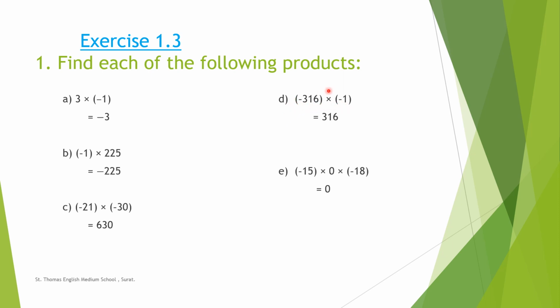B, minus 316 multiplied by minus 1. One negative integer, one more negative integer. When you multiply, the product is always positive. 316 multiplied by 1 is 316. Fifth one, minus 15 multiplied by 0 multiplied by minus 18. You can see a 0 here. When we multiply 0 by any number, the answer will always be 0.